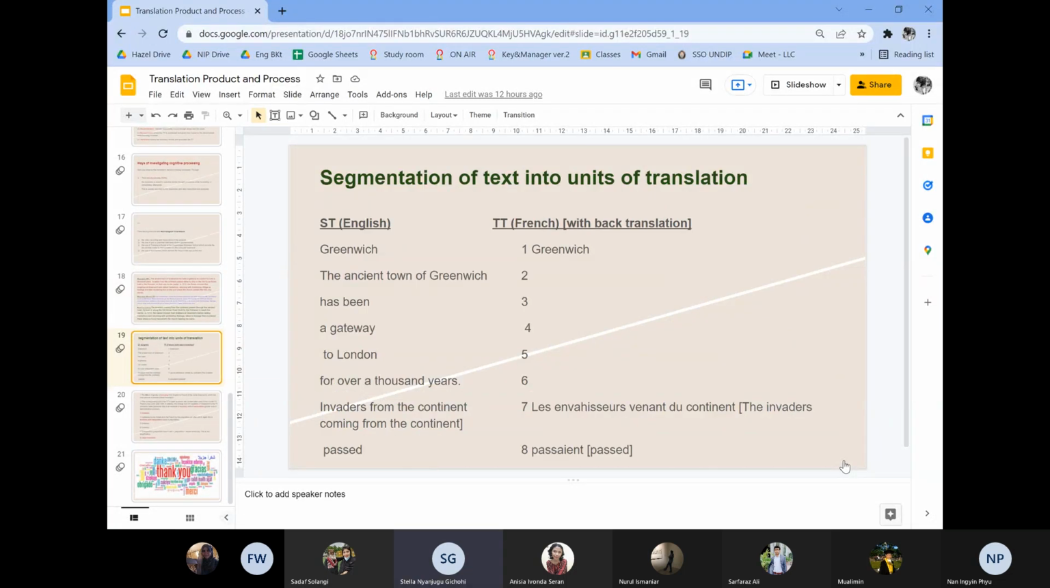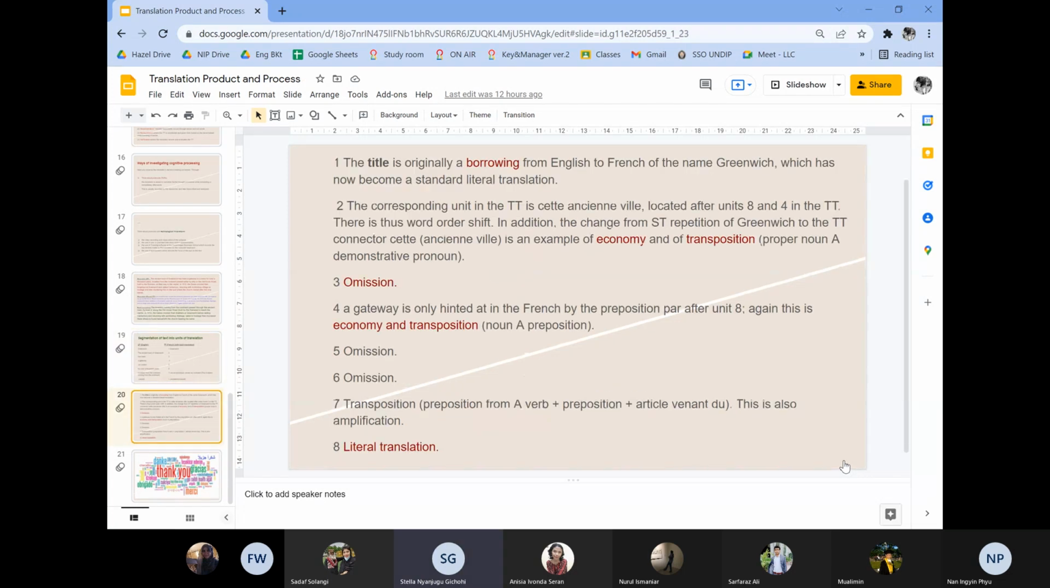So I just took a part of the first line. If you look at the source text, which is in English, you can see the title doesn't change. It's the same. But in the source text, the ancient town of Greenwich has been a gateway to London for over 1,000 years, there's a missing part in the back translation of the French. We find that number 7, the invaders coming from the continent. That's where the text now begins, and you can see passed. There's a process happening there. The process that happens will be in the next slide. If you take us to the next slide, we will see what is happening.